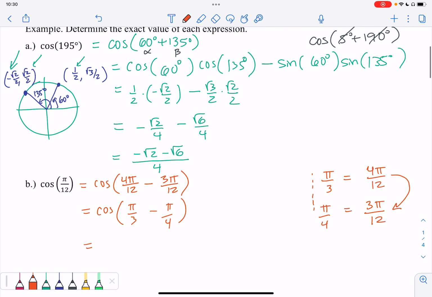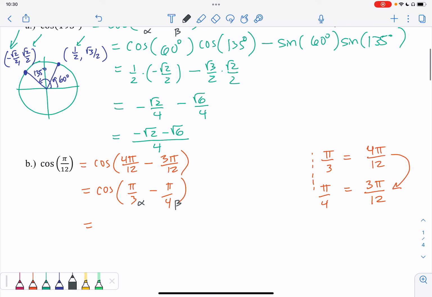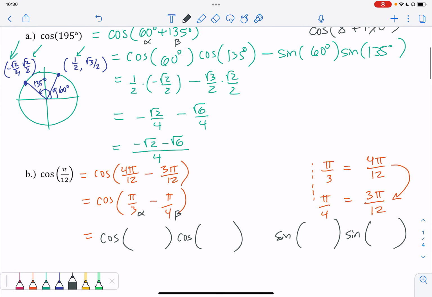So pi over 3 will be playing the part, it's like a movie, of alpha, and pi over 4 will be playing the part of beta. And I'm going to use the formula where I have alpha minus beta since they're being subtracted here. So that gives me cosine, cosine, sine, sine, and then I always forget if I have plus or minus there. Okay, that's a plus in the middle.